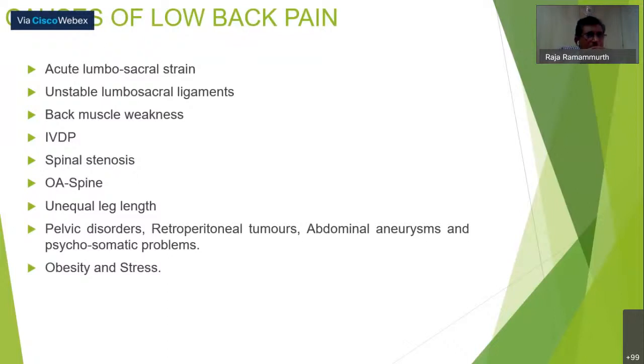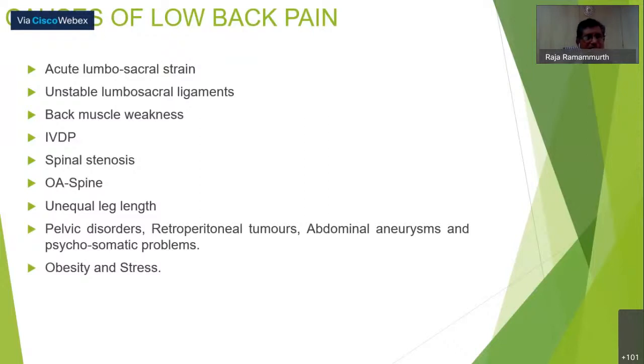Thank you. Now, the causes of low back pain: the first cause is acute lumbosacral strain, then the second cause is unstable lumbosacral ligament. Acute lumbosacral strain is very commonly seen in persons who sit and work in front of a computer for a longer duration, or who do repeated lumbar flexion motion. The unstable lumbosacral ligament is very commonly seen in elderly individuals, or those who do vibratory tool work, or long standing or long sitting jobs.